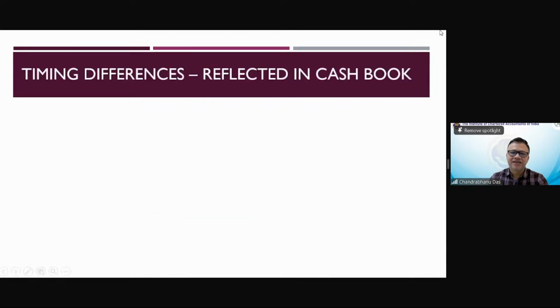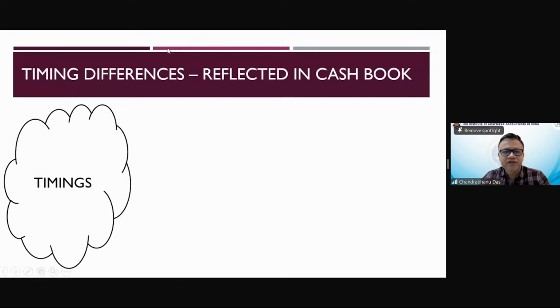So the first difference is the timing difference. We are talking about the timing difference. In this age of the internet, why can there be a timing difference? What is the reason for this timing difference?